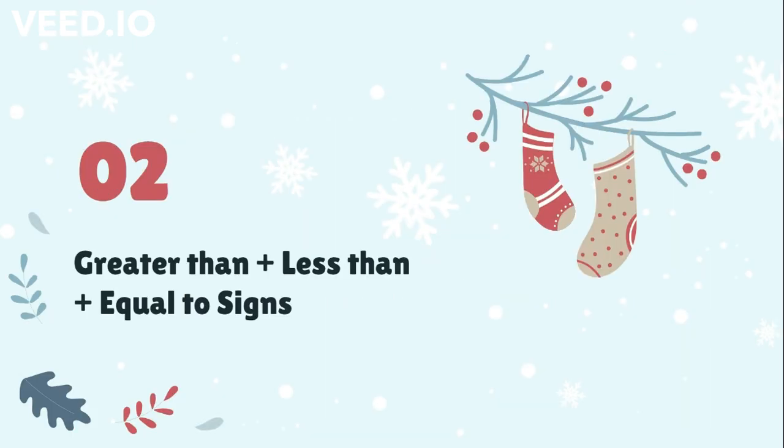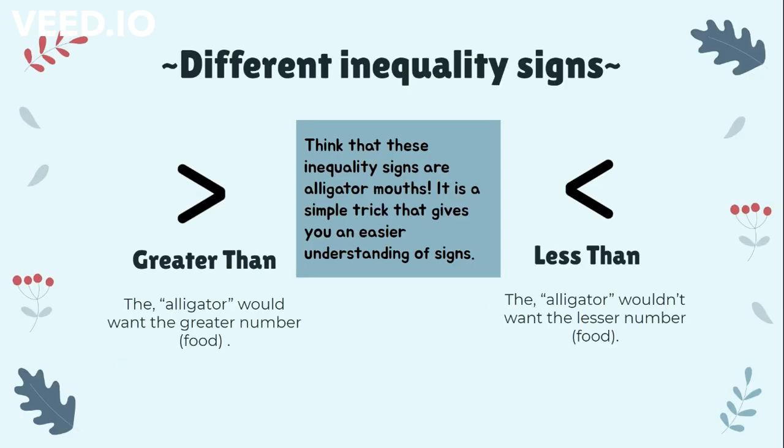Now in chapter 2, I will be going over greater than, less than, or equal to signs. So here are the 2 different inequality signs. Think that these inequality signs are alligator mouths. It is a simple trick that gives you an easier understanding of signs.